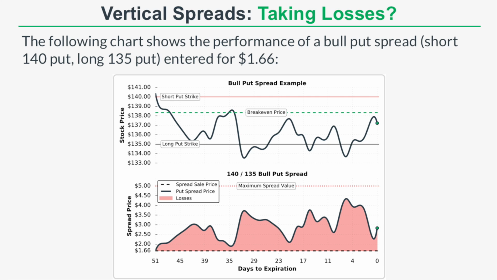Now what does that mean for the put spread seller? Well, if you sell a $5 wide put spread for $1.66, that means the most you can lose per spread is $3.34 in option terms, or $334 in actual losses. Now in this example, the put spread is sold when the stock price is right around $140, and unfortunately the stock price immediately collapses and trades through the put spread strike prices.